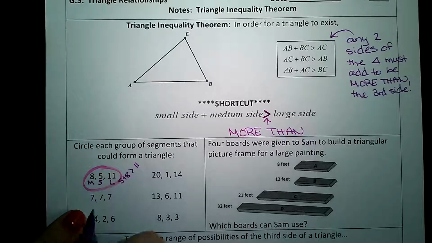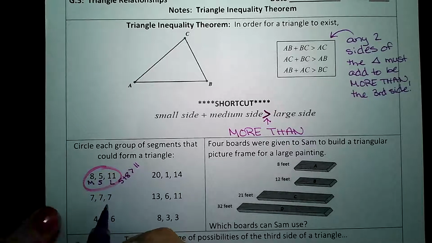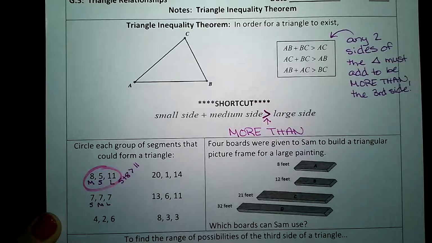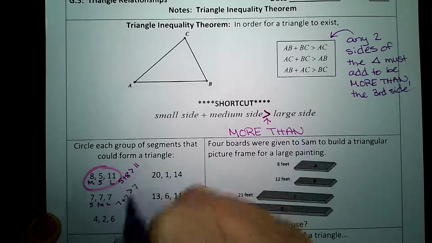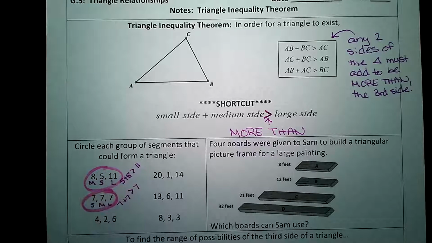Okay, let's go down here. 7, 7, and 7. That's a little bit tricky. They're all the same. So that's like an equilateral triangle. I guess we could call that small, medium, large, but really they're all the same. So let's put it in the theorem. Is 7 plus 7 greater than 7? Well, 7 plus 7 is 14, and 14 is greater than 7, so that one works.